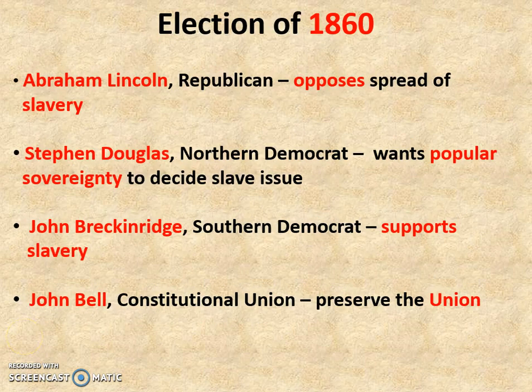So in the presidential election of 1860, we had 4 candidates. One was Abraham Lincoln, the Republican who opposes the spread of slavery. Stephen Douglas, the Northern Democrat who wants popular sovereignty to decide. John Breckinridge, the Southern Democrat who is all in favor of slavery. And then John Bell, the Constitutional Union candidate, who simply wants to preserve the Union at any cost.